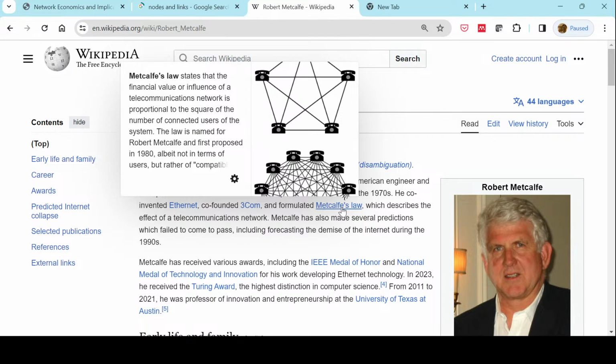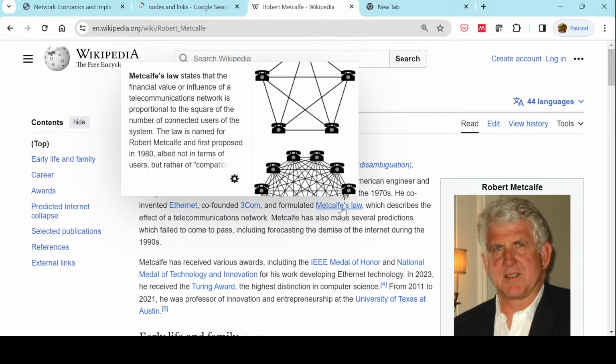I don't want to click yet because my internet is slow, which describes the effect of telecommunication networks. He also made several predictions which failed to come to pass, including forecasting the demise of the internet during the 1990s. He forecasted, but he was wrong. But his contribution is Metcalfe's law, which we're going to study in a moment from my slides.